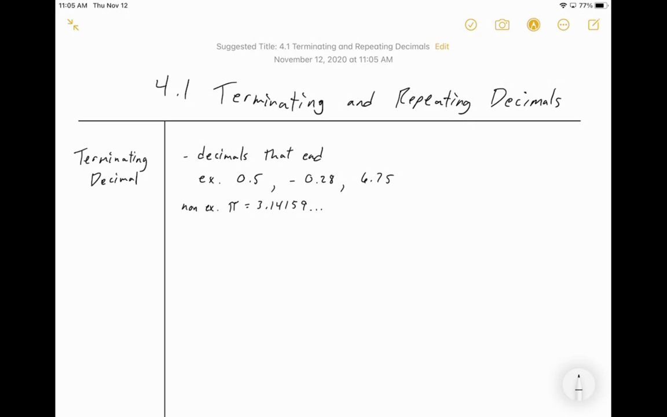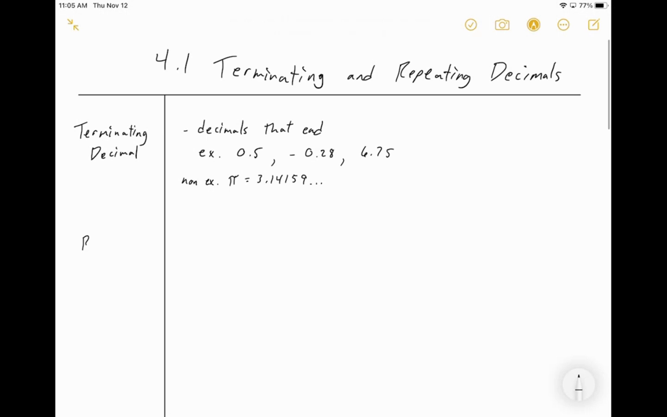So what about repeating decimals? Is pi a repeating decimal? Not quite. Let's talk about repeating decimals. Repeating decimals are exactly what they sound like. Decimals that repeat over and over and over again.